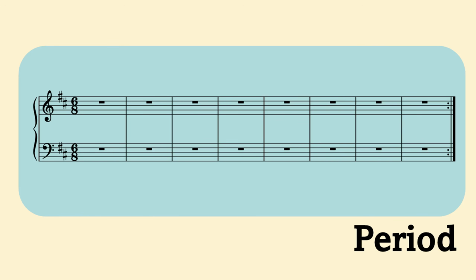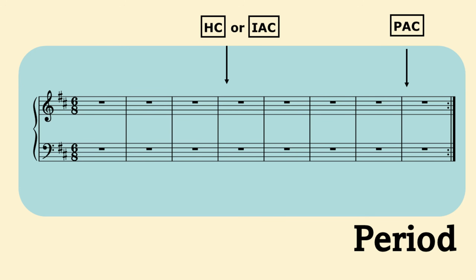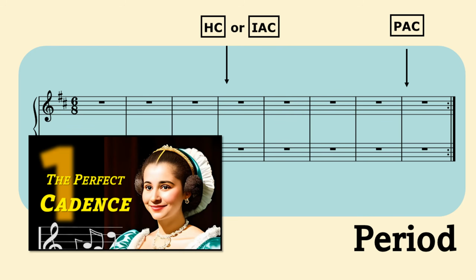A basic period is an 8 bars theme in which there is a weak cadence at bar 4, usually a half cadence or an imperfect authentic cadence, and a strong perfect authentic cadence at bar 8. If you aren't familiar with these concepts, I strongly suggest you watch my series on classical music cadences before proceeding forward.